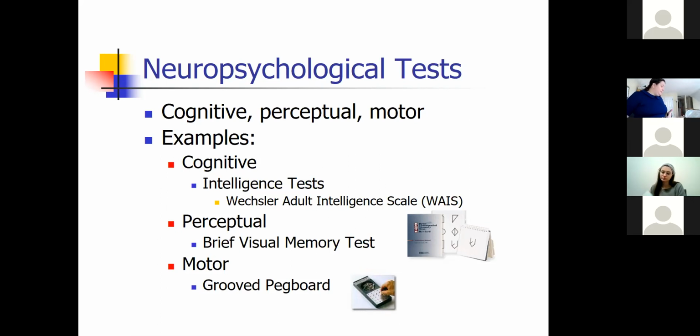It's a series of tasks measuring verbal and nonverbal skills, and it's very carefully standardized, and you can compare it to well-researched standardization scores, so that's a big piece of it. And then perceptual can be things like the brief visual memory test, which is what you see here, where people are asked to copy these figures and then remember them and draw them from memory later. And there are more complex versions of that as well.